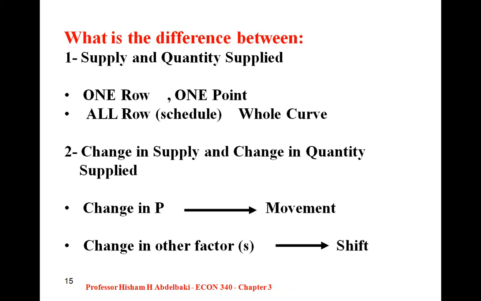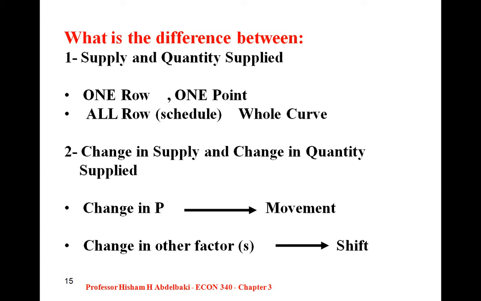Now we differentiate between supply and quantity supplied, the same as in demand theory. Supply means all amounts firms plan to supply at all different prices, represented by the whole supply schedule and the whole supply curve. Whereas quantity supplied is just one amount at a certain price, represented by just one row in the supply schedule and one point on the supply curve.